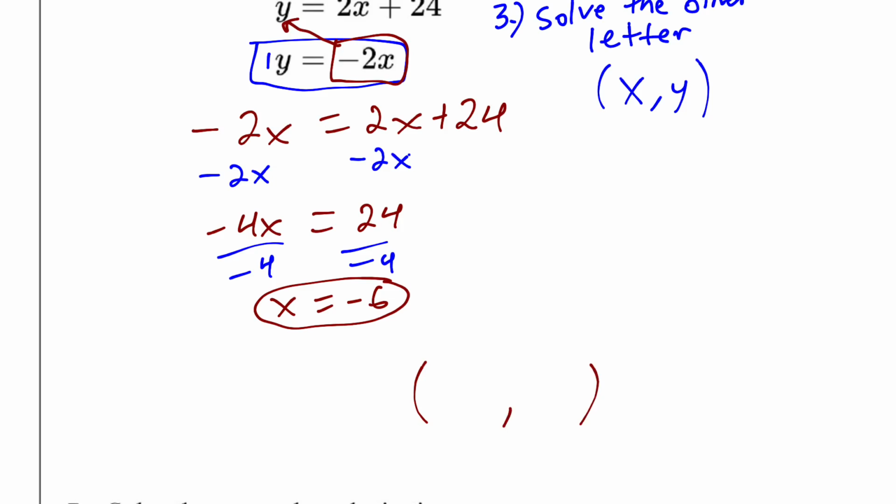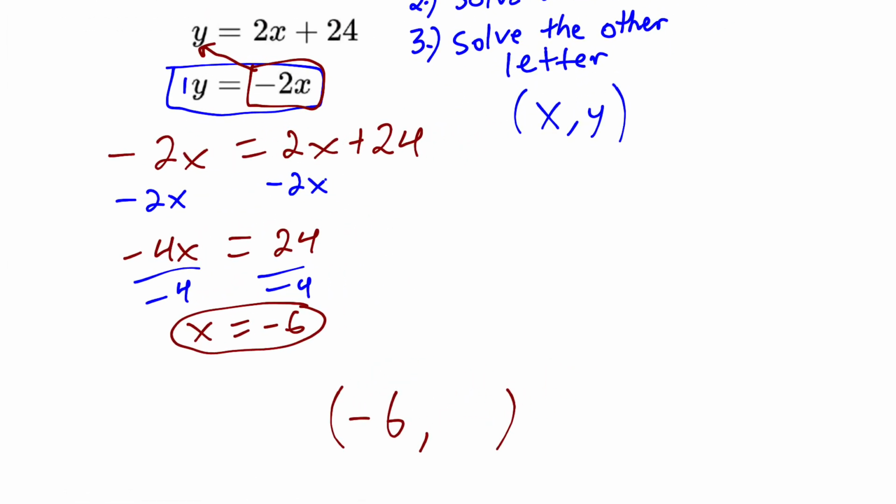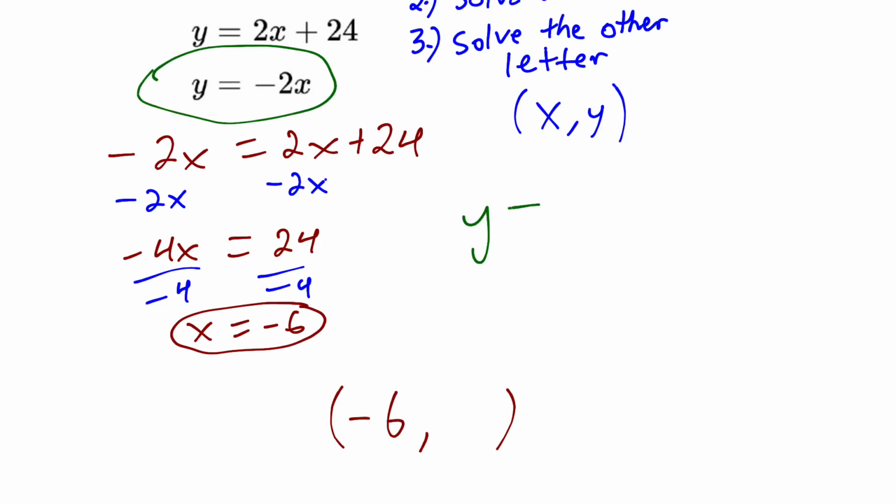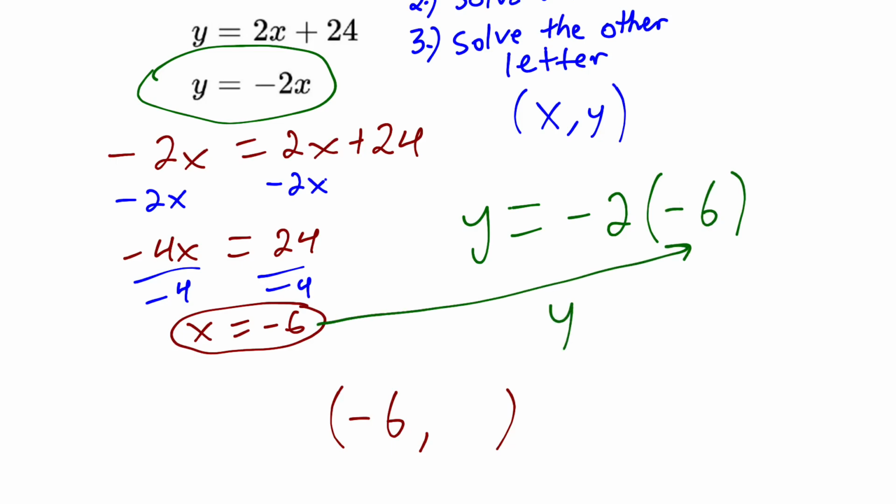Looking ahead to my eventual answer, this one is going to go here in the x spot. To find the other letter, I'm going to take one of my original equations. So let's erase this, and again I'm going to choose the smaller one. So I'll choose this one. If I write y equals negative 2x, I can replace x with what it's equal to. So I'll put some parentheses and plug this number in, negative 6. y is equal to 12, and I will write that down here for my solution.